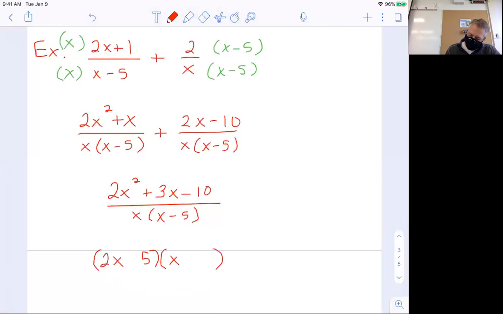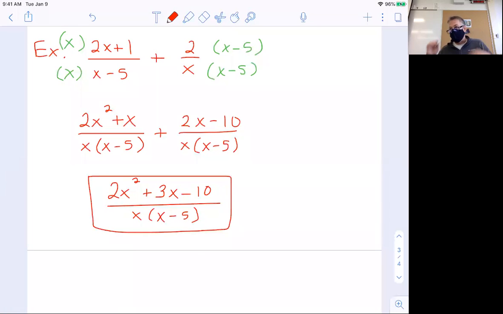I can try 5 and 2. That's not going to work because I have 4x and 5x. And again, I can't get 3x from that. And 2 and 5 is not going to work because that's 10x and 2x. So it does not factor. So the numerator does not factor, and so that's our answer. But that is an important step because sometimes if it factors, then you'll be able to cancel something else with the denominator. So you have to fully simplify your answers.